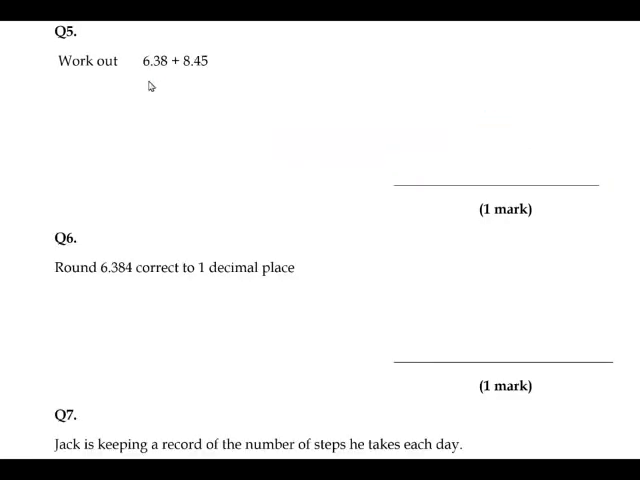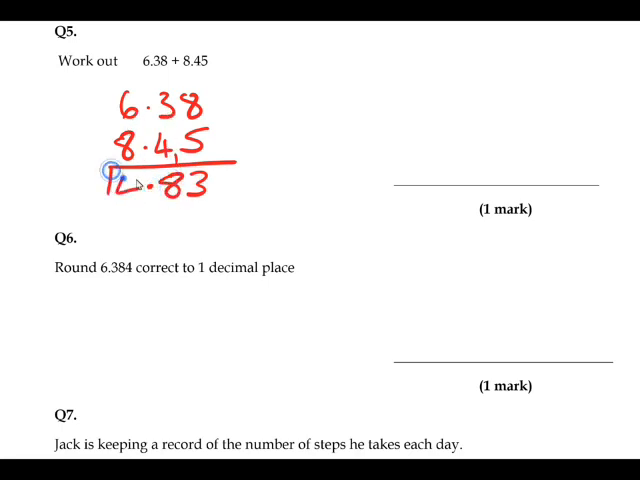Question 5. Work out 6.38 plus 8.45. So they want us to add decimals. All we need to do for this as our process is to do the column method. Start from the right hand side. 5 plus 8 is 13. 4 and 3 is 7, plus the one we carried is 8. 8 and 6 is 14. So 14.83 on our answer line.